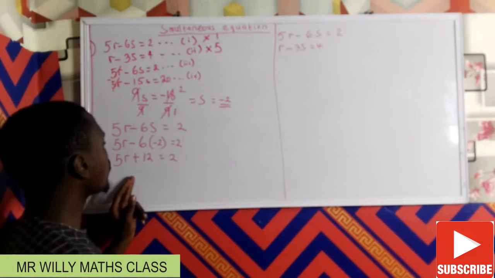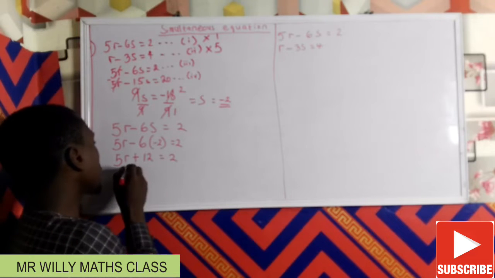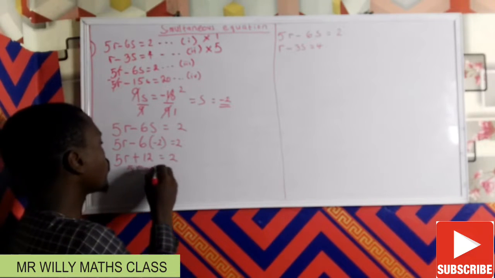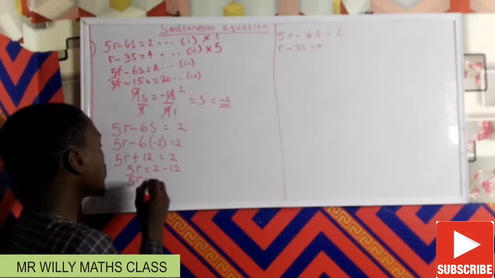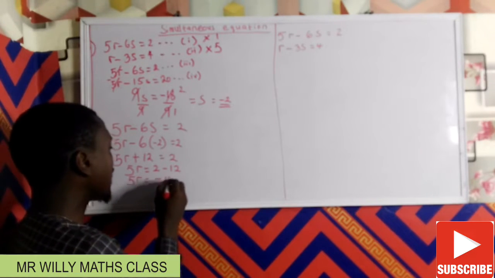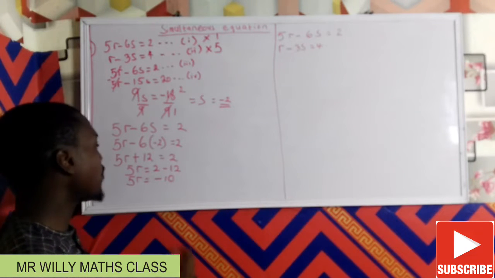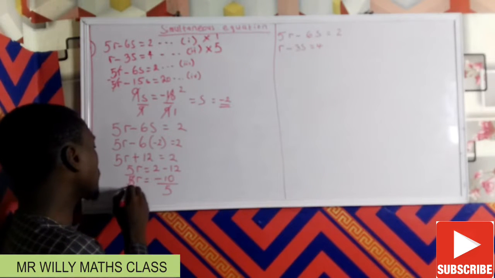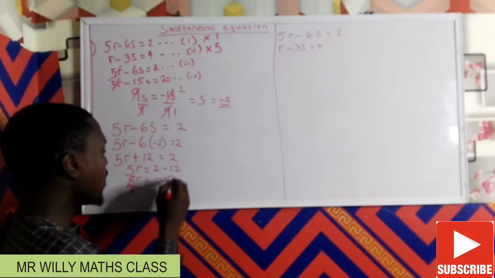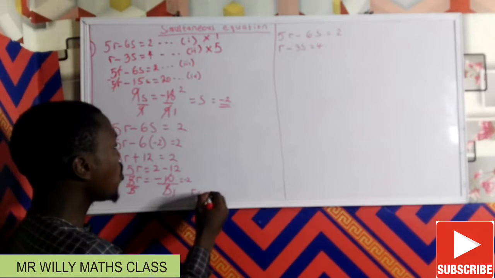The next thing is that we are going to move this plus 12 to the other side, and it will turn to minus 12. You are going to have something like this: 5r equals to 2 minus 12, and that will be 5r equals to, what is 2 minus 12? That will be minus 10. The next thing is what? Divide both sides with the coefficient of r, which is 5. So you have 5. Divide both sides by 5. So 5 will cancel 5, and 5 in 10, that's minus 2. That means that our r is also minus 2.